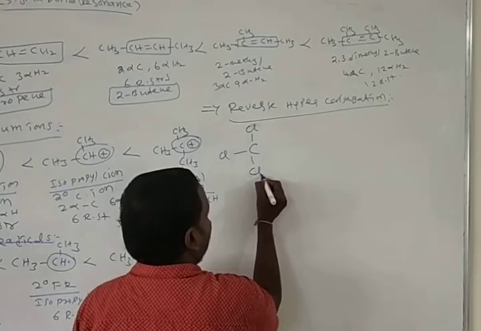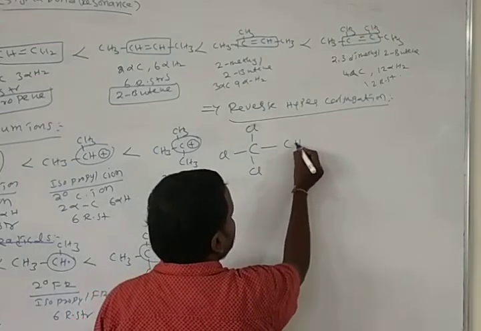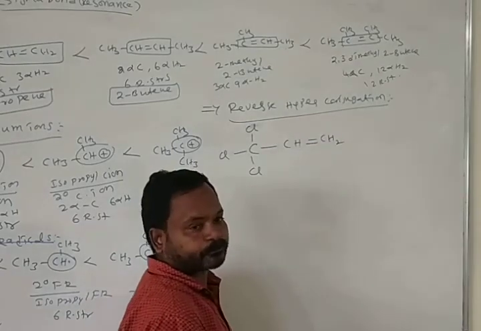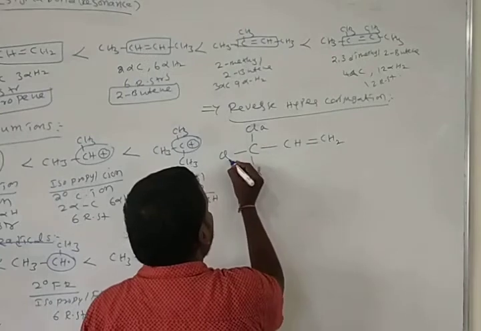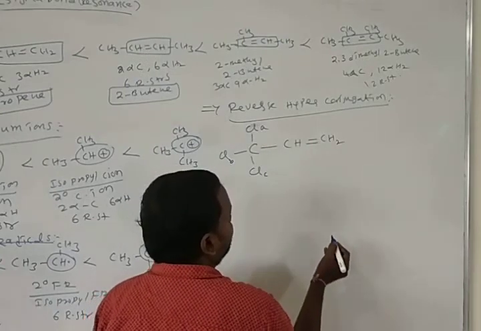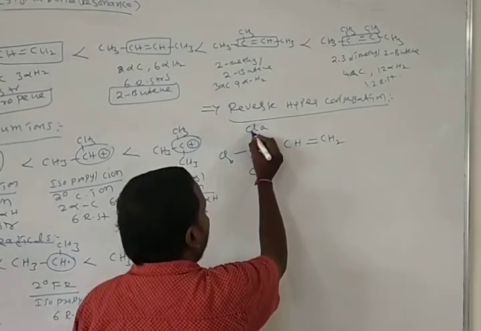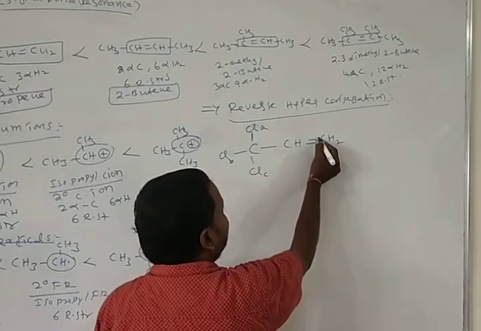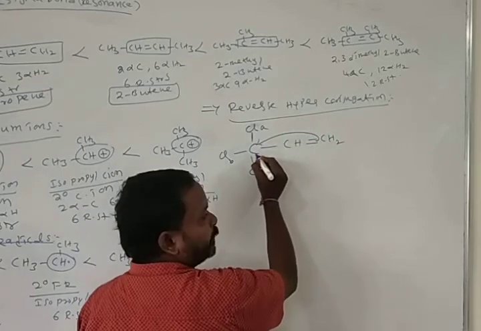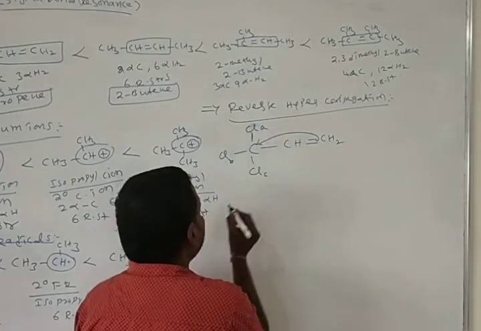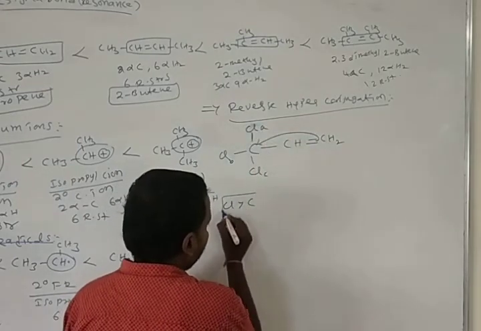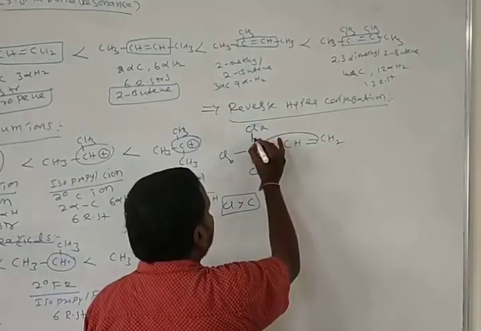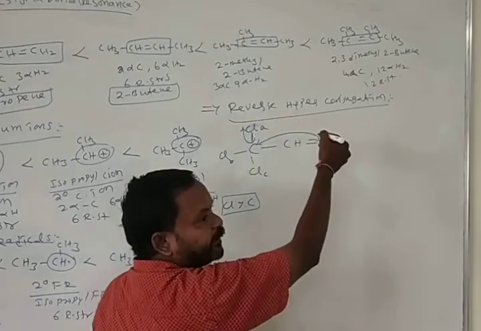Chlorine. Here CH triple bond, double bond, CH2, with chlorine A, chlorine B, chlorine C. Actually, sigma bond electrons transfer towards the sp2 carbon, but here these electrons are transferred towards this carbon. Why? Because chlorine is more electronegative than carbon. So electrons are first transferred to Cl.